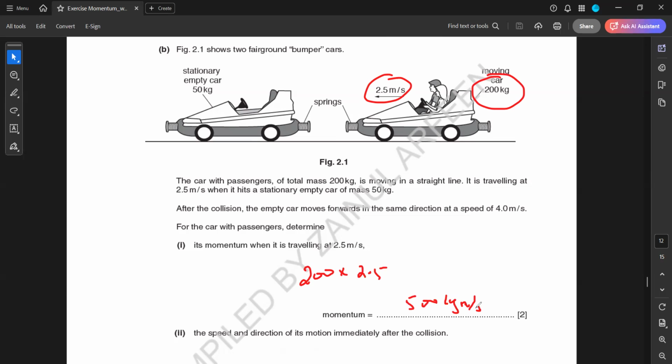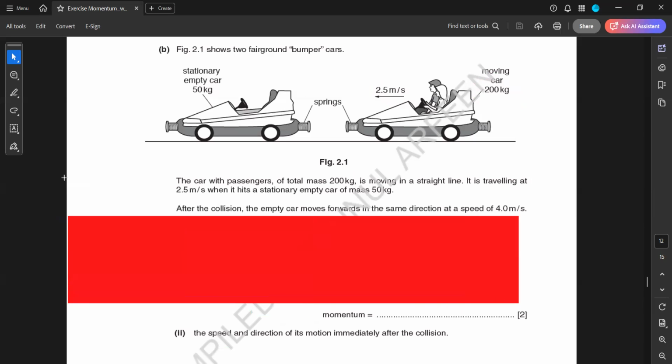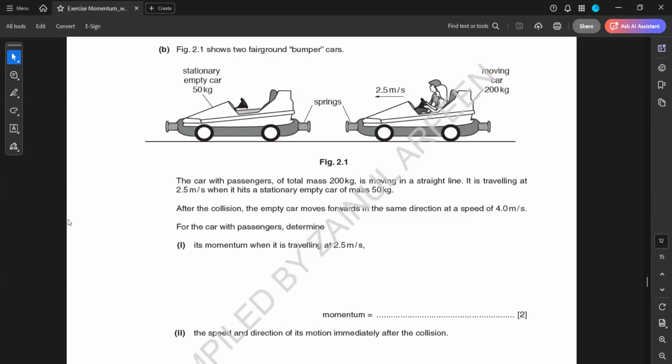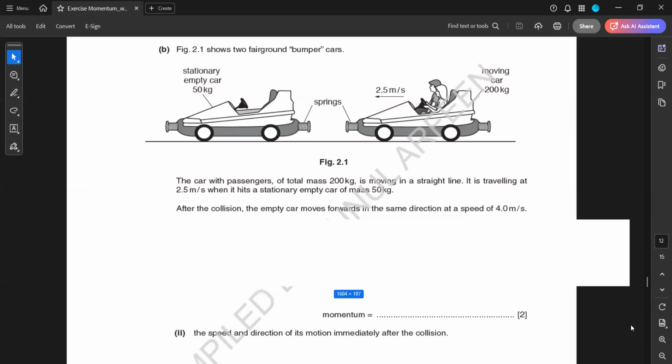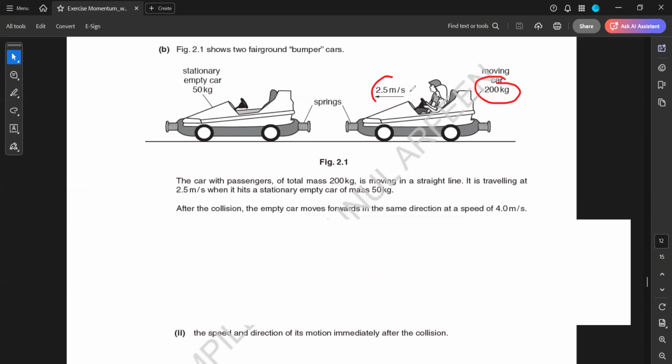The next part is the speed and the direction. Remember my words that whenever you see a question related to momentum and they ask us to find the speed and the direction, what we should do? We should use the conservation of momentum. What is the conservation of momentum? According to conservation of momentum, the total momentum before equals the total momentum after. So what is the total momentum before? The mass is 200 and the velocity is 2.5. So 200 times 2.5, 500 kg meter per second.